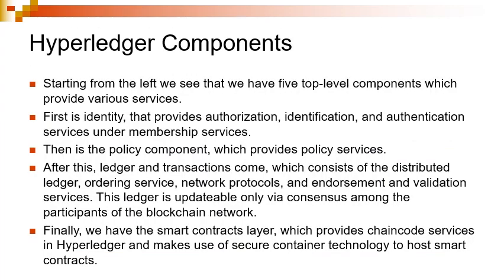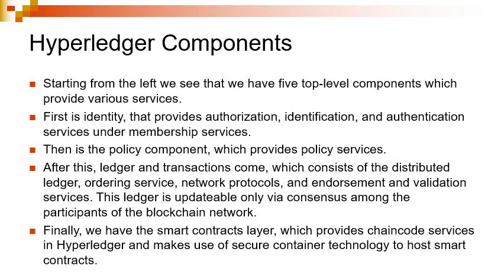So in the previous session, starting from the left, we see that we have 5 top-level components which provide various services: identity services, policy services, blockchain services, transaction services, and smart contract services. First is identity. The first component of this Hyperledger reference architecture is identity.